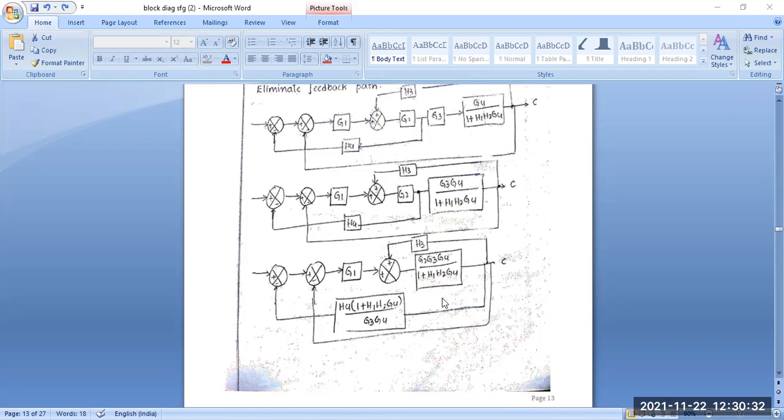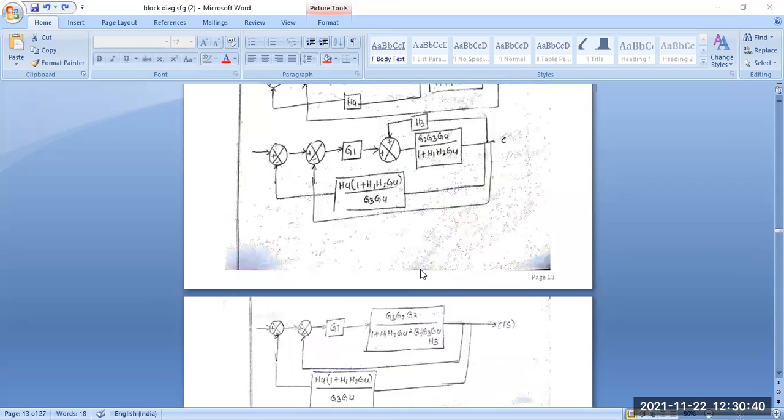Please confirm, up to this part, is it clear to all of you? Yes, sir. Next step, we have to eliminate this feedback path, that is H3. And this H3 is connected ahead of this block, at this point, to this summing point. So this feedback path is also calculated according to these rules.